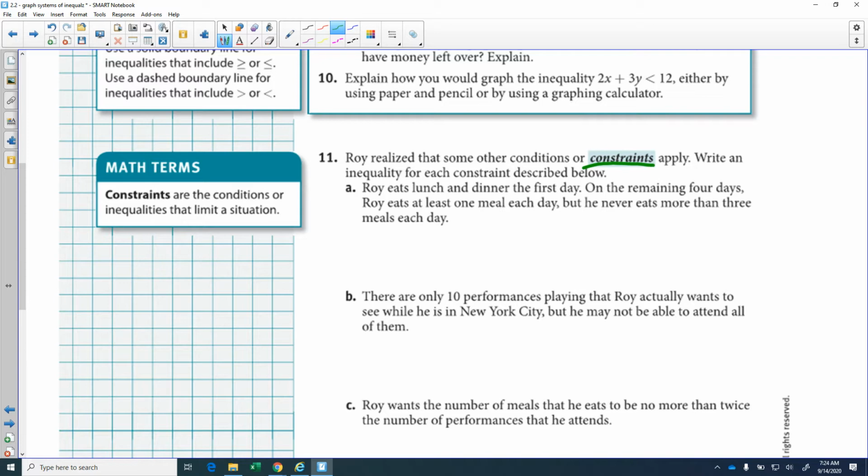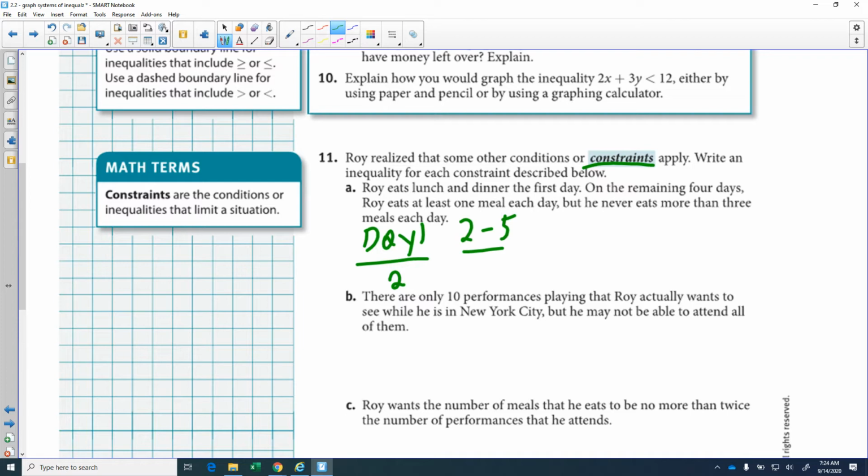Well, first and foremost, we're dealing with meals here, right? On day one, we know he eats 2. It's an easy day one idea. On day one, he gets to eat 2. For the other 4 days, so between day 2 through 5, Roy eats at least 1 meal each day, but he never eats more than 3.